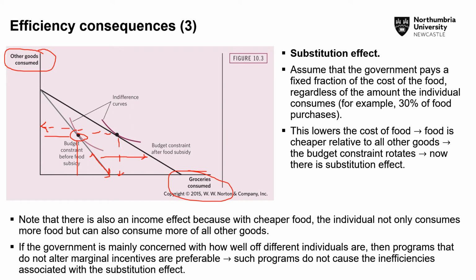And that is above the initial point that we started off with on our initial budget constraint curve before the food subsidy was provided. So what we see is marginal incentives being altered. In other words, now the consumer not only consumes more groceries, but also potentially other goods. And these are the inefficiencies associated with the substitution effect.